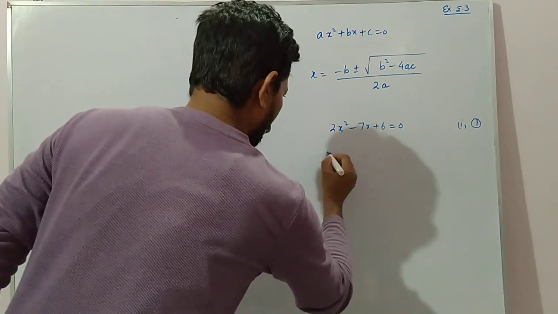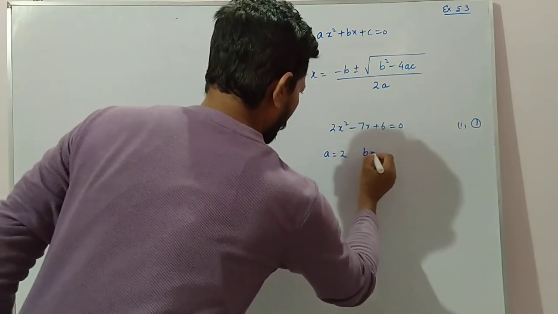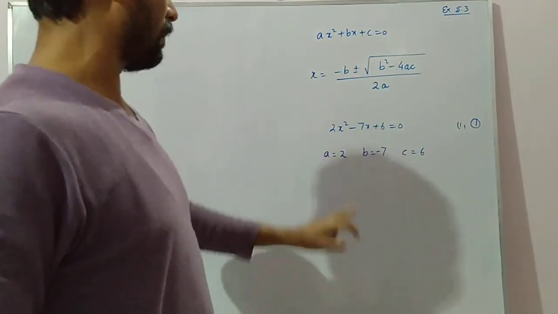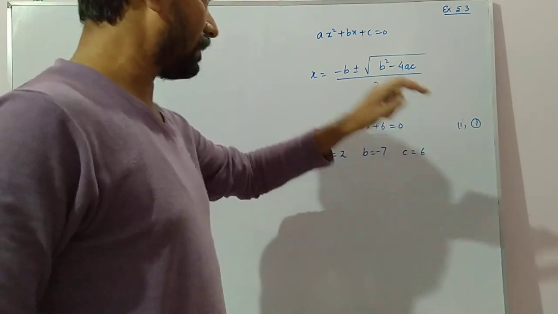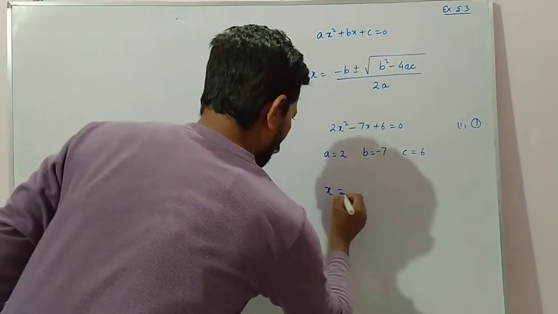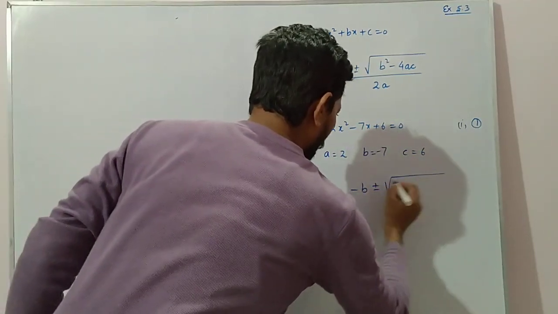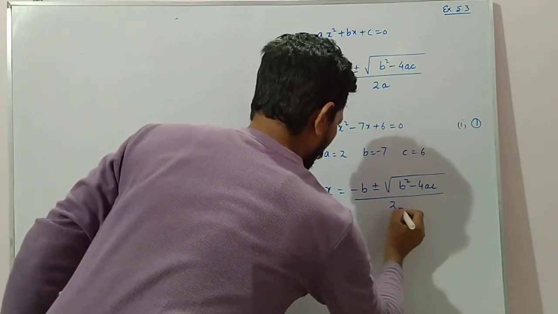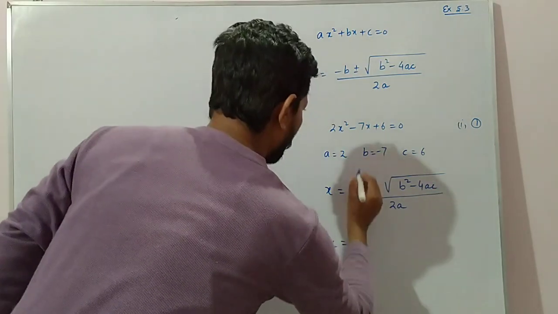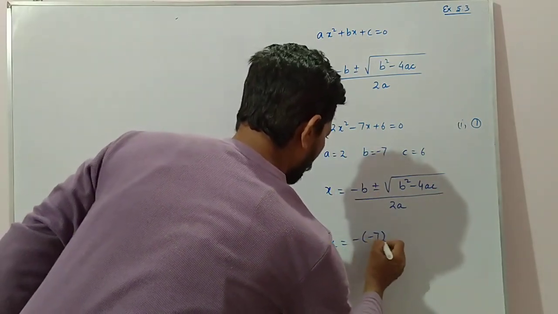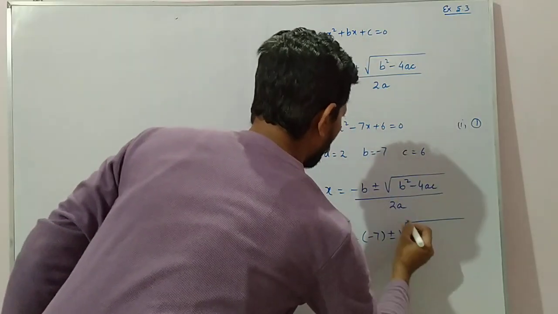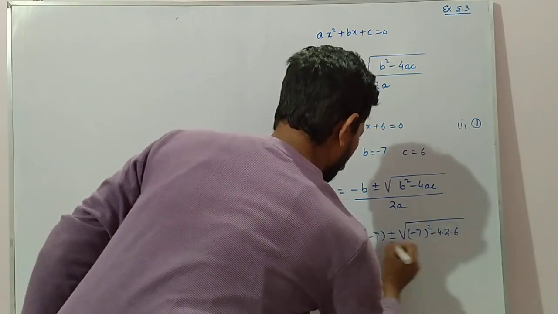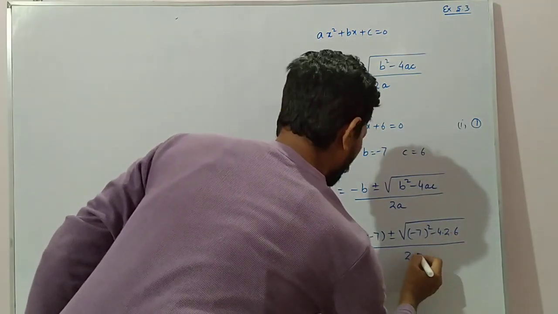So here first of all we will determine a. A is 2, b is minus 7 and c is 6, comparing this one with ax square plus bx plus c equal to 0. Now we will use the formula x equal to minus b plus or minus root over b square minus 4ac by 2a. So x equal to minus b, that is minus 7, plus or minus root over minus 7 the whole square minus 4 into a, that is 2, c is 6, by 2 into a, that is 2.